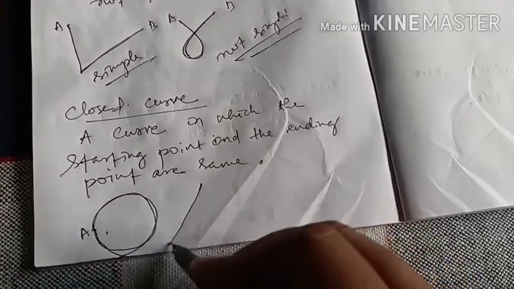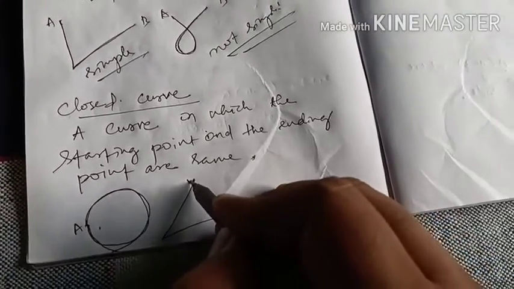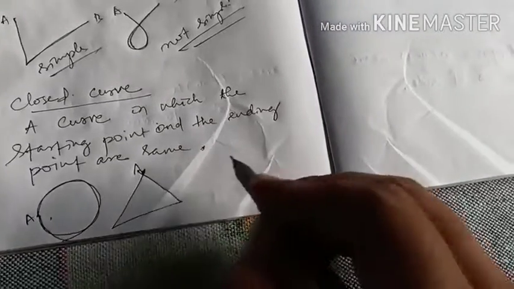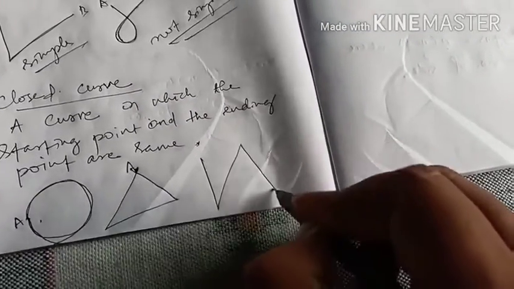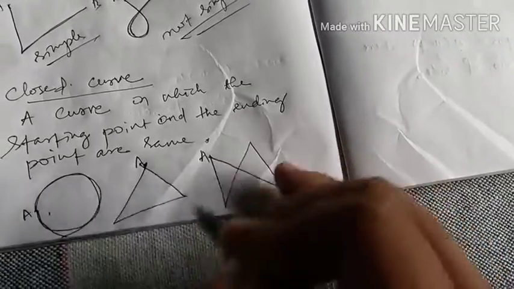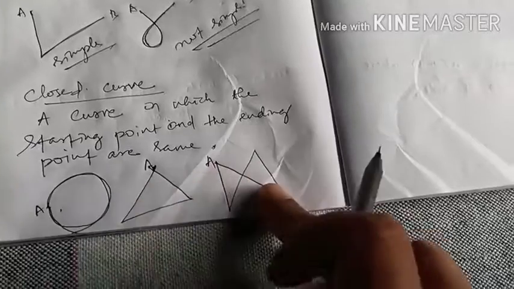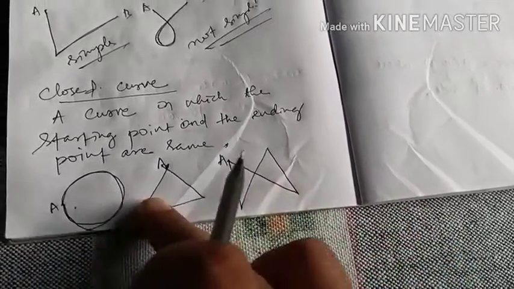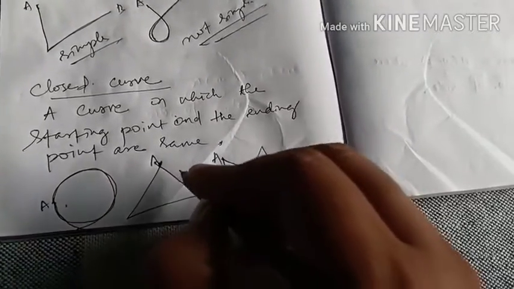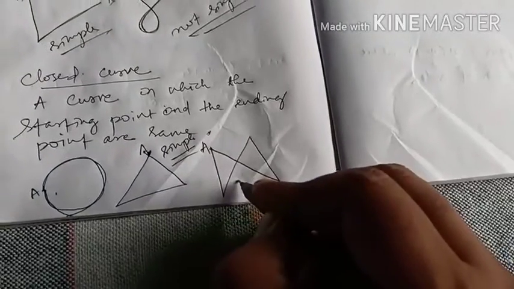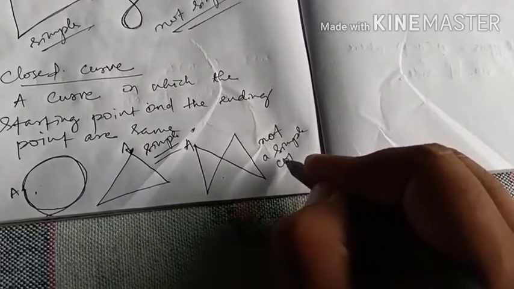Also, it is a closed curve as it has the same starting and ending point. Look at here. Here also it is the starting and ending point. But what is the difference between these two figures and this figure? You know, these two figures are simple closed curves, but this figure is not a simple closed curve.